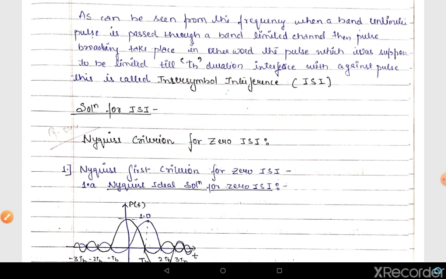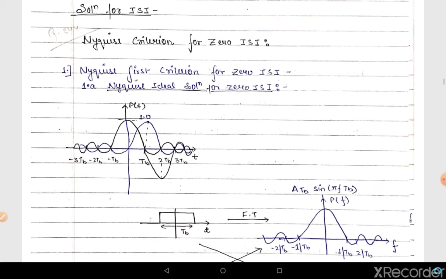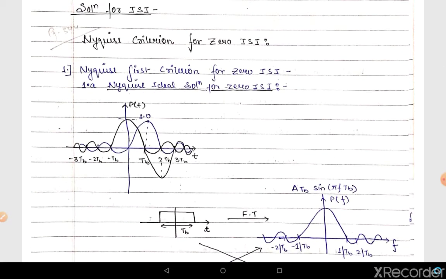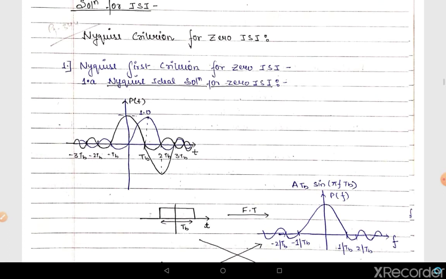Now, what is the solution of ISI? So the problem is the band unlimited pulse is passed through a band limited channel. Question is, can the channel be band unlimited? No, the channel cannot be band unlimited because it is not practical to have a band unlimited channel. So the solution lies in having a pulse which is a band limited pulse.